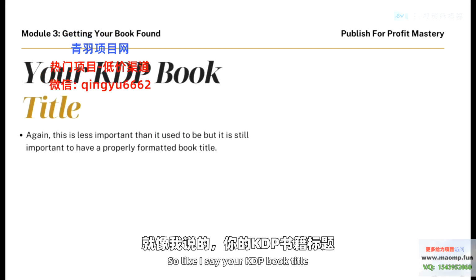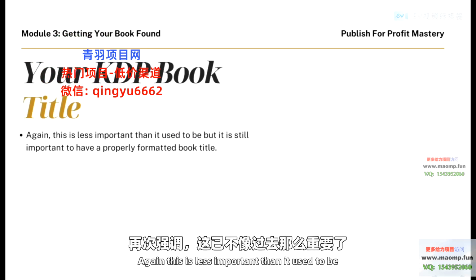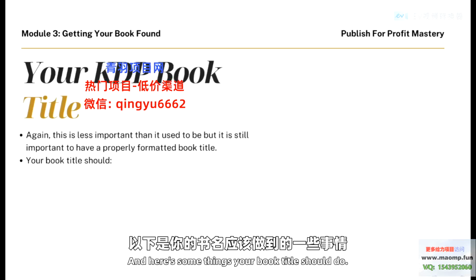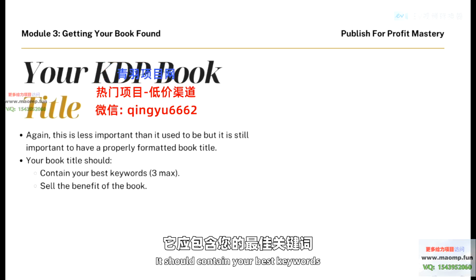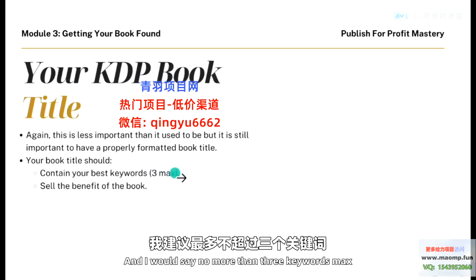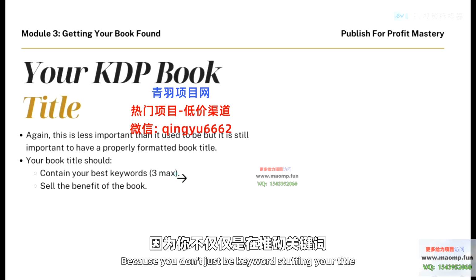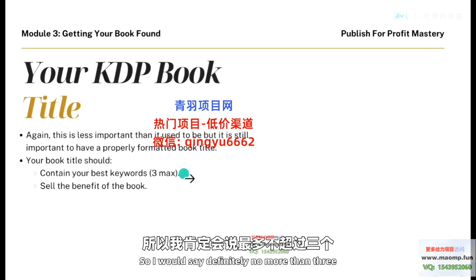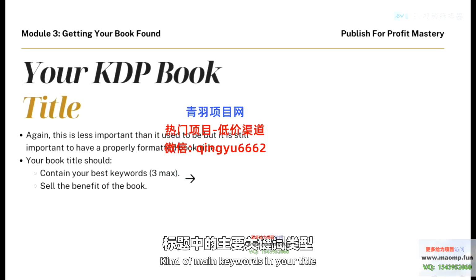So like I say, your KDP book title, again, this is less important than it used to be, but it is still important to have a properly formatted book title. And here's some things your book title should do. It should contain your best keywords, i.e. the ones with high demand and relatively low competition. And I would say no more than 3 keywords max, because you don't want to just be keyword stuffing your title. It looks really unprofessional. People know what you're doing and it actually puts them off. So I would say definitely no more than 3 main keywords in your title.